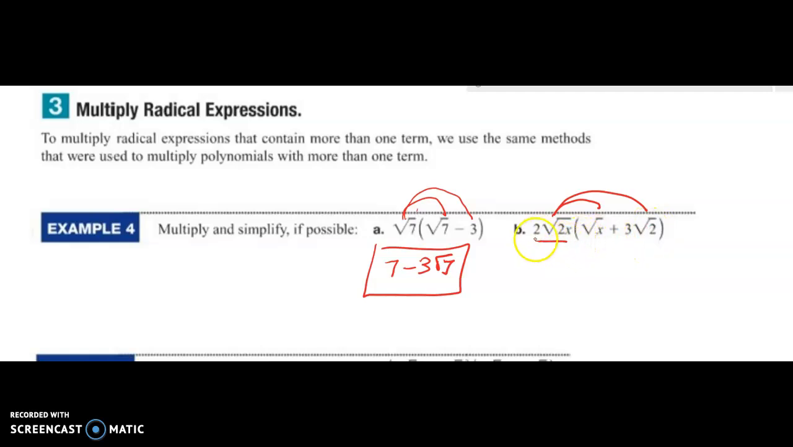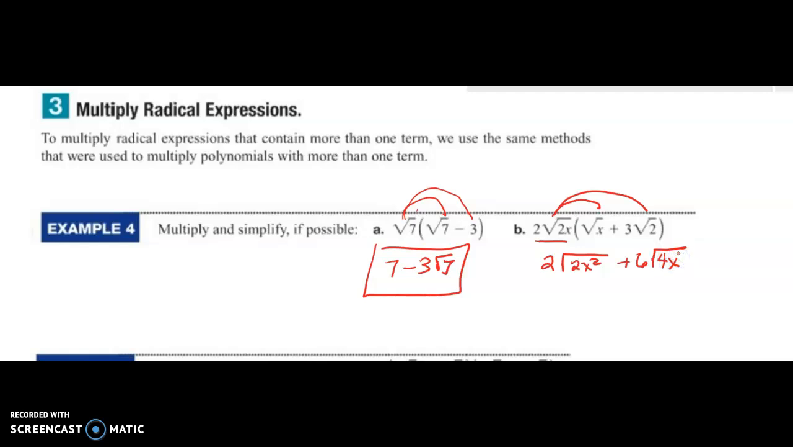So when I'm multiplying, I multiply the outsides. That understood? 2 times 1 is 2. And then underneath my radical, when I'm multiplying these two terms together, I get 2x times x, which is 2x squared. Then I'm going to distribute this 2 radical 2x to that second term. 2 times 3 is 6. And then underneath the radical, I'm going to have 2 times 2 is 4x.